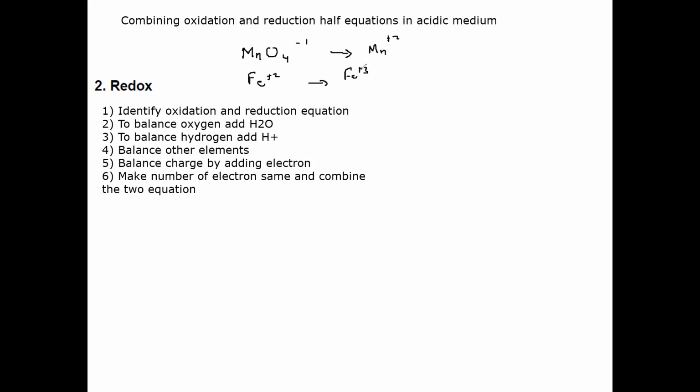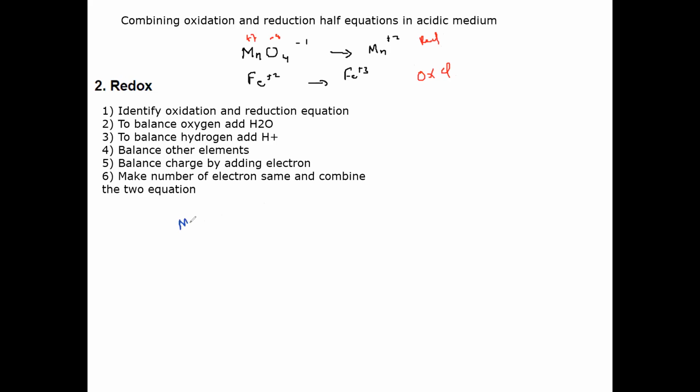So first thing, we have to identify the oxidation and the reduction half equation, which changes is oxidation, which changes is reduction. So for the first equation, when you write the oxidation number, Mn is +7, one oxygen is -2, 4 oxygen will be -8. So Mn +7 changes to Mn +2, that is reduction. And +2 changes to +3, an increase in oxidation number, so that is oxidation. So we have oxidation and reduction half equations. Now we are balancing. So separately you will balance.